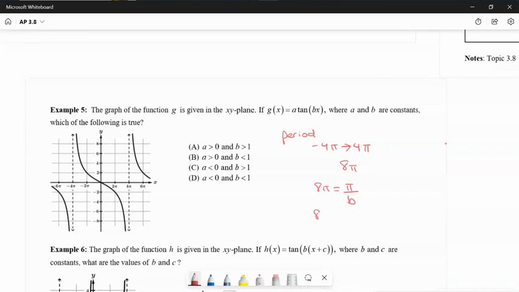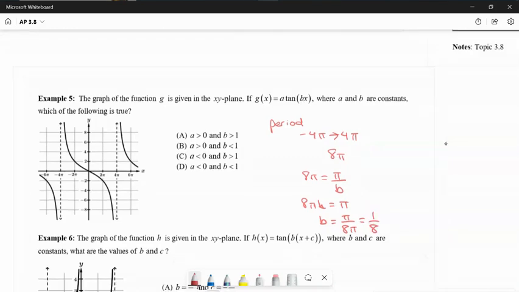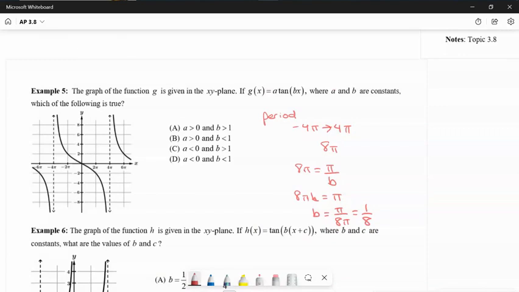I'm going to cross multiply. 8 pi b is equal to pi. b is equal to pi over 8 pi, which means that b is equal to 1/8. And I see in my answer choices, my option is it's either less than 1 or greater than 1. So 1/8 would be less than 1. So I know that b is less than 1.